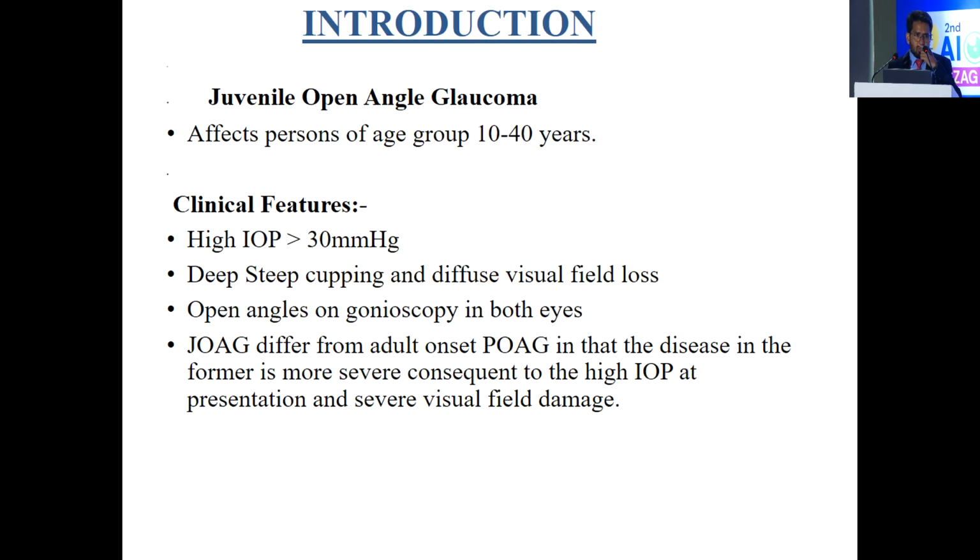So, as you know, juvenile open angle glaucoma affects mainly the age group of 10 to 40 years, with high IOP, that is more than 30 millimeter of mercury, deep steep cupping with diffuse visual field defects, and open angles on gonioscopy. JOAG may differ from the other POAG, with a more severe disease in JOAG.